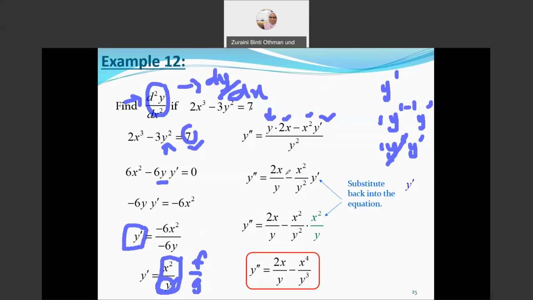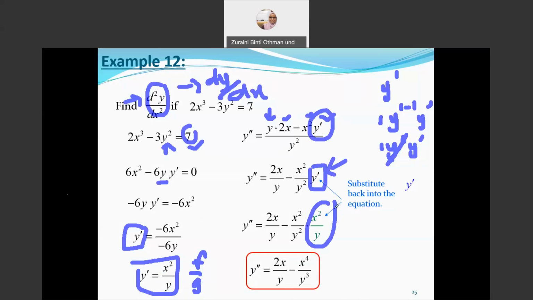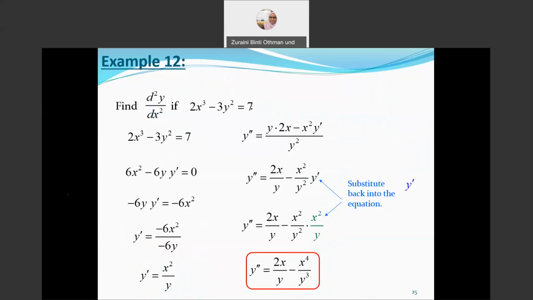okay, so this kind of equation kita ada y prime kat dalam tu. So because we already know the value of y prime here, kita dah ada kat sini. So kita boleh gantikan y prime kita ni ke dalam equation ni. Okay, so this is the substitution that we made. Here we times it with x square divided by y square, we get, okay, this is the second derivative. Okay, so this example involve implicit differentiation.